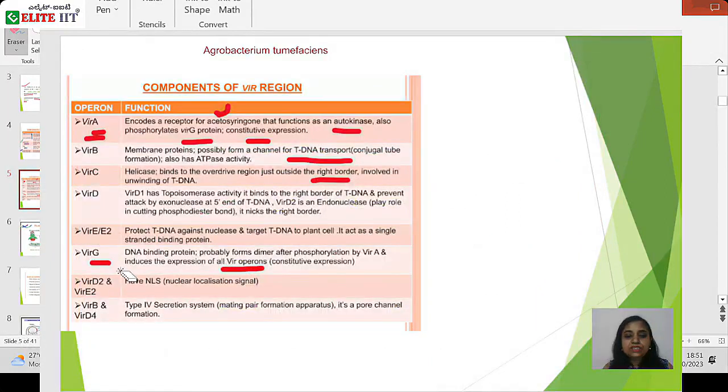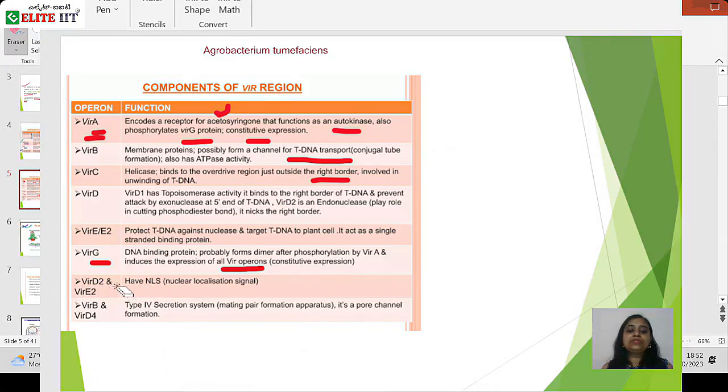Now if you consider VirG, this is a DNA binding protein, probably forms a dimer after phosphorylation by VirA and induces the expression of all Vir operons. Initially we have discussed this: A is activated and G is activated. G is acting as the inducer, you can consider. Whenever G is activated, it is activating all the other Vir genes, so expression of all Vir operons. So VirG is the main gene. A and G initially, D2 and E2.